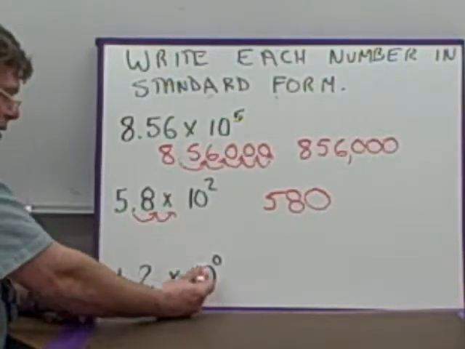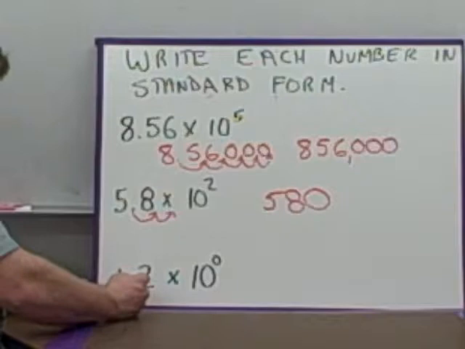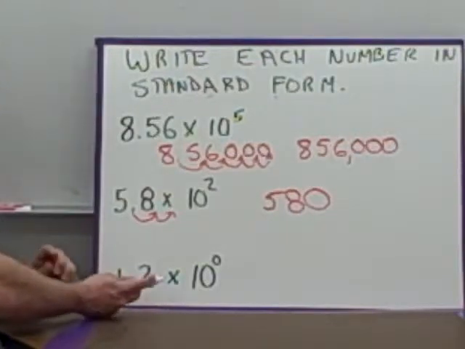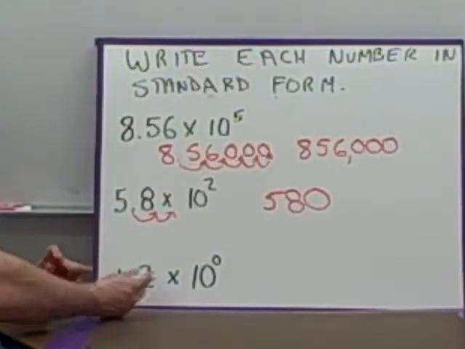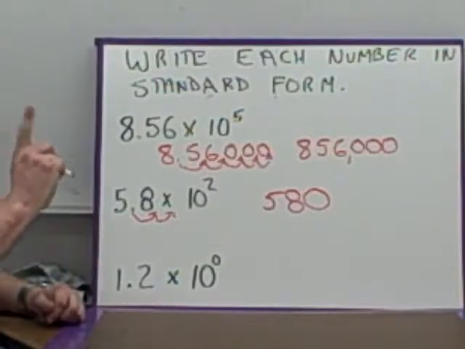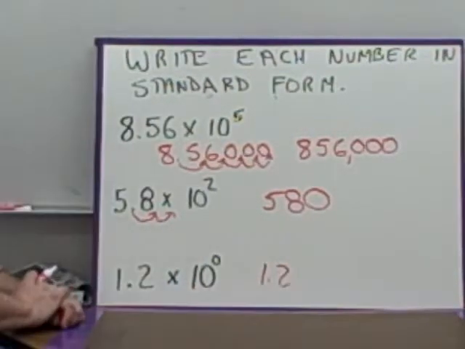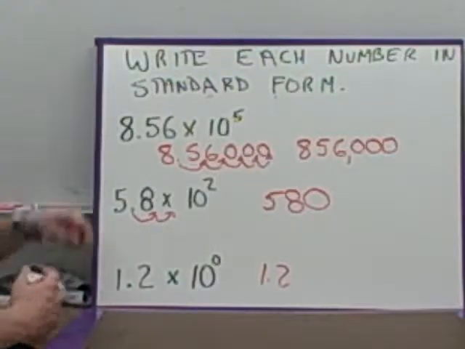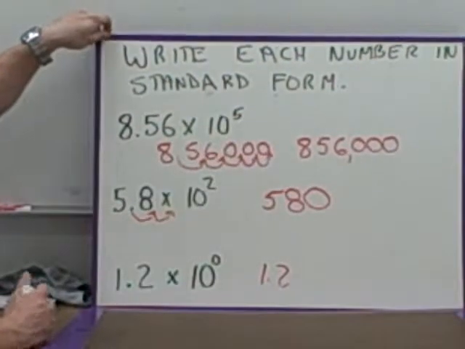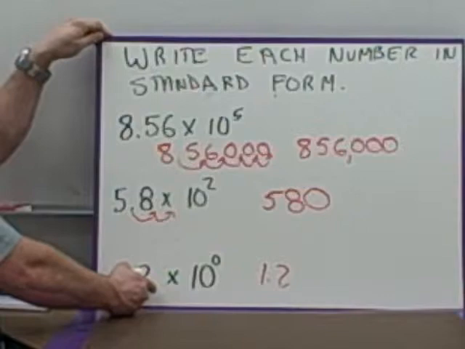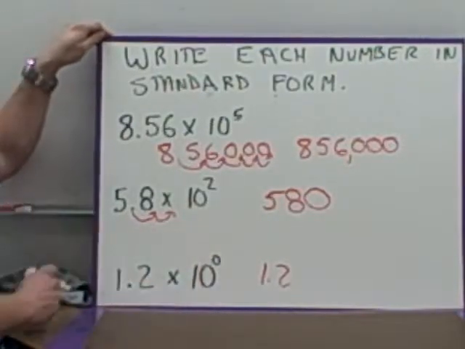Here we have 10 to the 0 power, which means we're not going to move the decimal to the left or right at all. It's just going to stay right there because 10 to the 0 is 1, and 1.2 times 1 is 1.2. But this would be scientific notation because it does have 10 to an exponent.